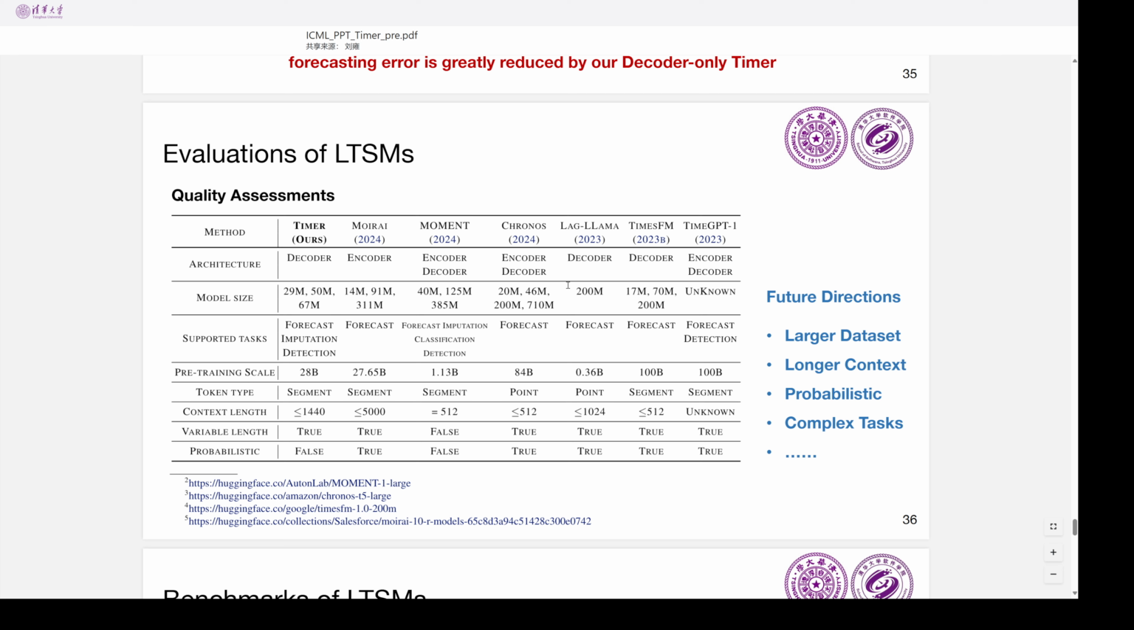It's clear that Timer represents a big step forward in the world of time series analysis. It's opening up new and exciting possibilities for understanding and predicting the world around us. But of course, the journey doesn't end here. Come back for part two, where we'll talk about how scalable Timer is, how it stacks up against other leading LTSMs, and what this groundbreaking research means for the future. It's going to be a fascinating ride.